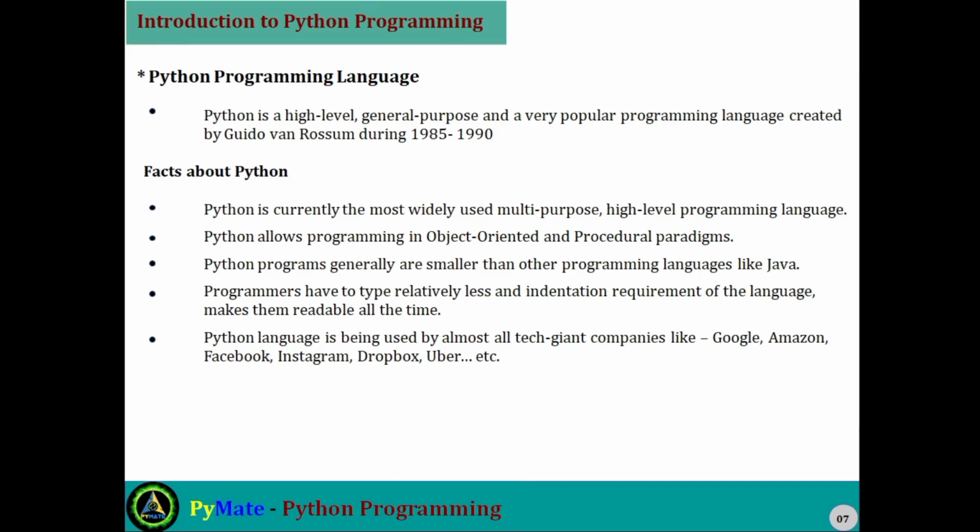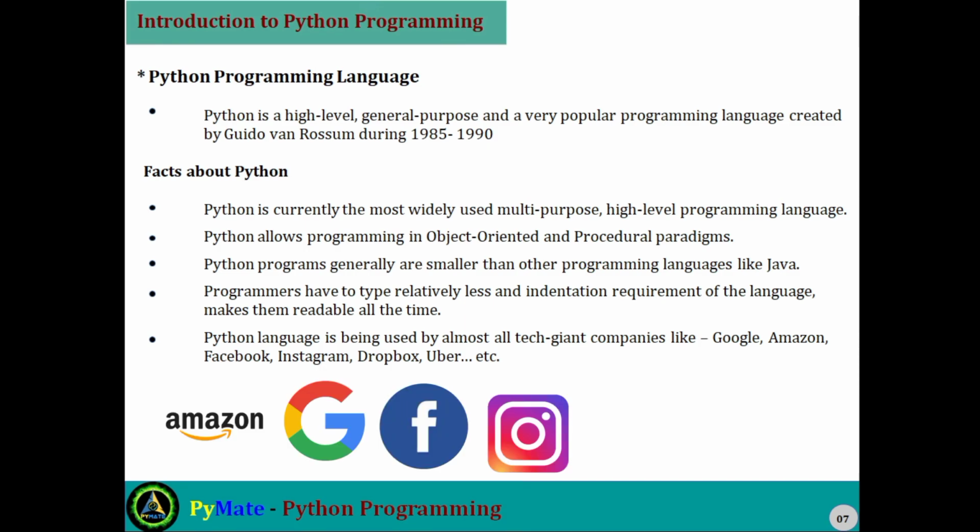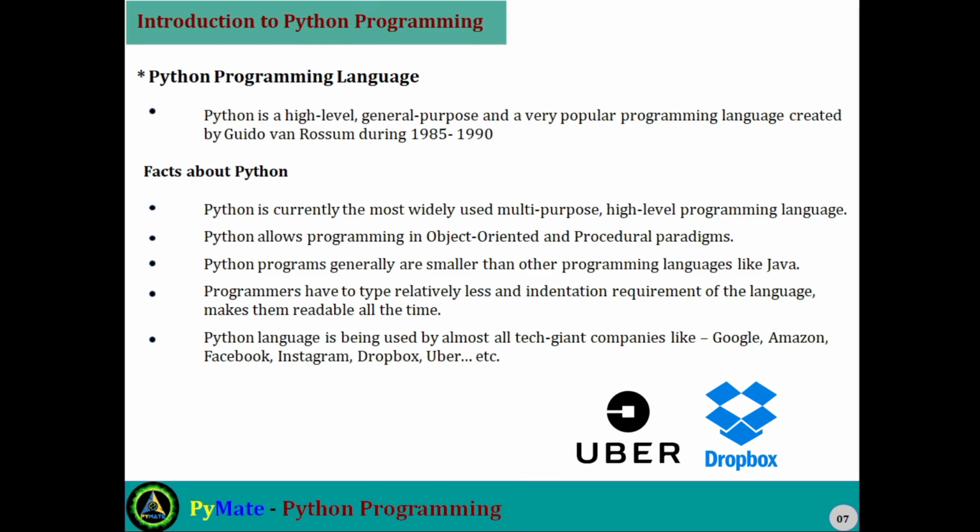And the Python language is being used by almost all the giant companies, very big companies like Amazon, Google, Facebook, Instagram, Uber, Dropbox. You know how much revenue these companies generate and how big they are. So these popular and big companies are also using the Python programming language for their development.